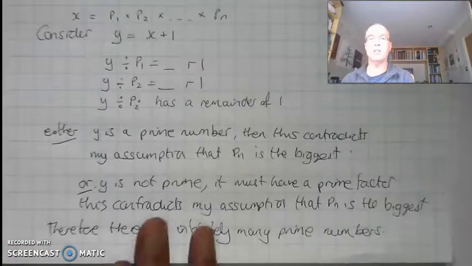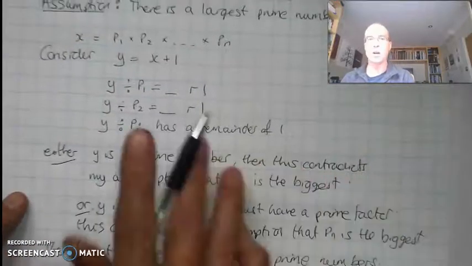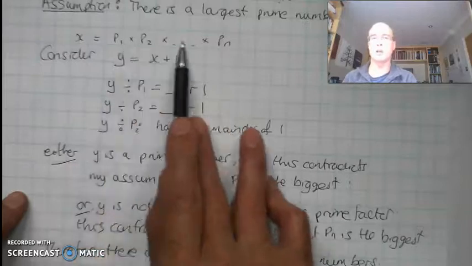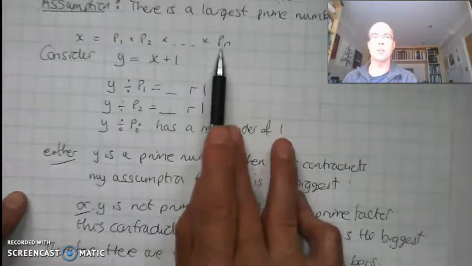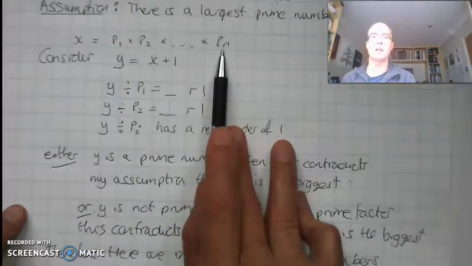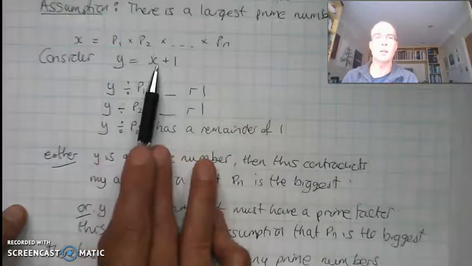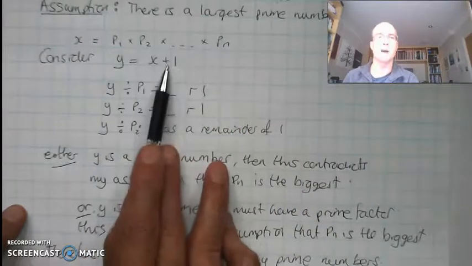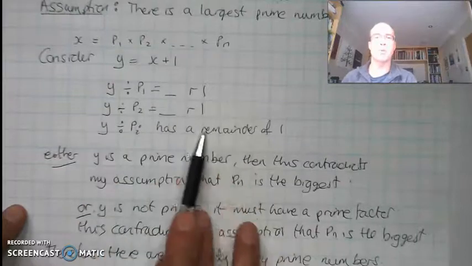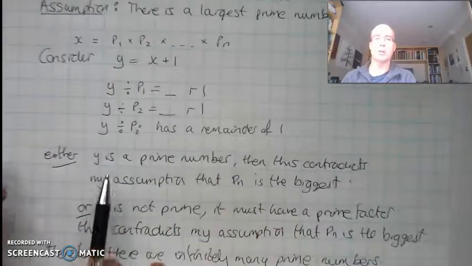And job done. So for this question, it's all about remembering we need to use this x as the product of all of our primes up to this value that we're assuming is the biggest. Looking at y equal to that product of primes, add 1, we know we've got a remainder of 1, and we need to look at those two cases.